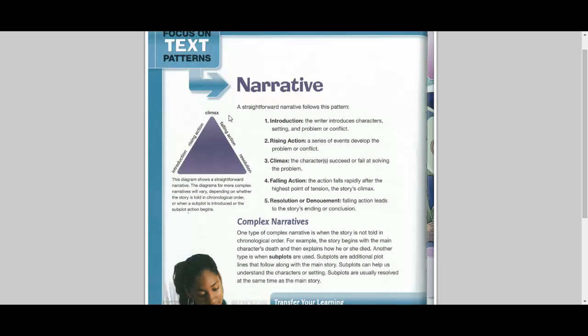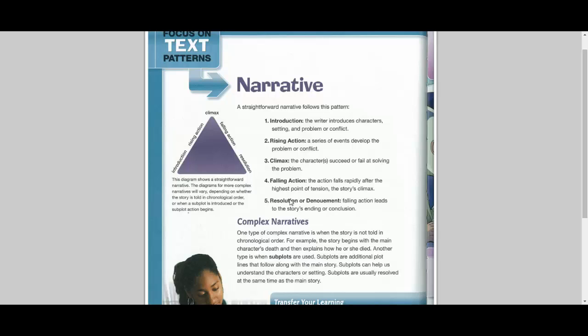Okay? The falling action right here is the action that falls rapidly or quickly after the highest point of tension. So, something that happens after the climax. So what happens just after the highest point of tension? The plane is rising and rising and rising, and then it all of a sudden stops in midair. What happens next? Does the engine start, or does it stop and the plane fall to the ground?